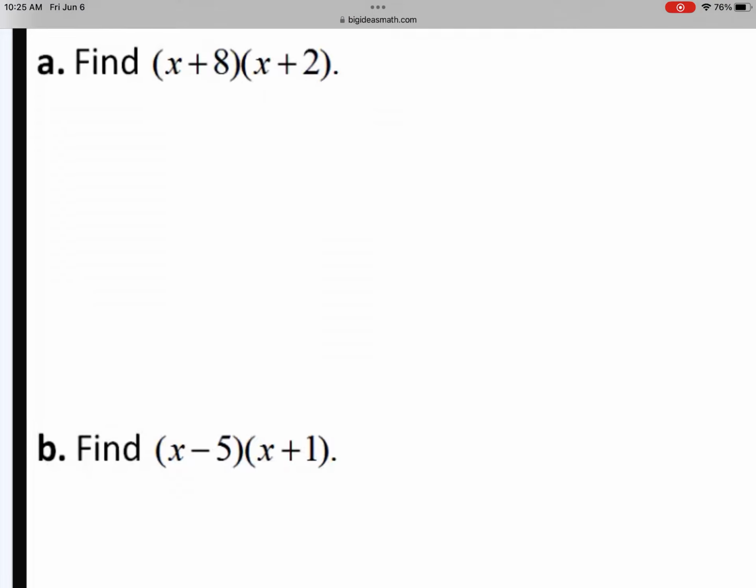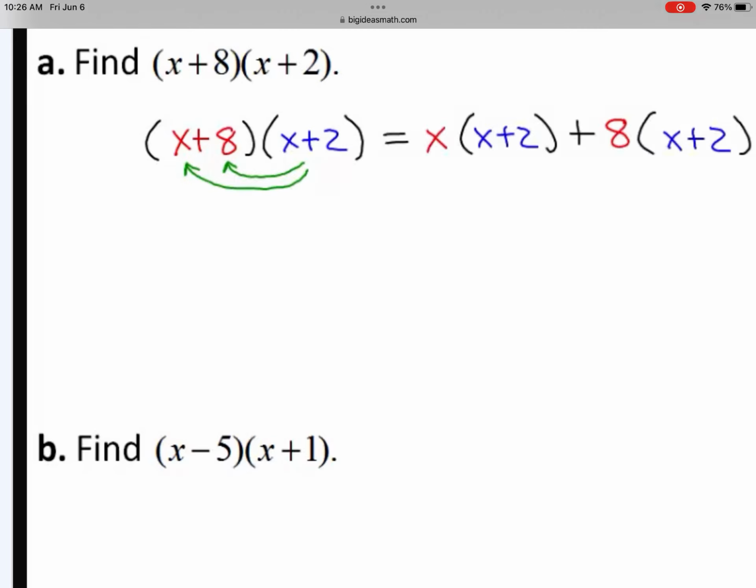Part A. Find the quantity x plus 8 times the quantity x plus 2. Use the distributive property. Distribute the quantity x plus 2 to each term of the quantity x plus 8. Multiply x plus 2 by x and x plus 2 by 8 to get x times the quantity x plus 2 plus 8 times the quantity x plus 2.